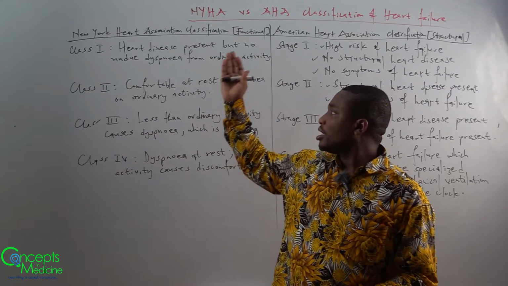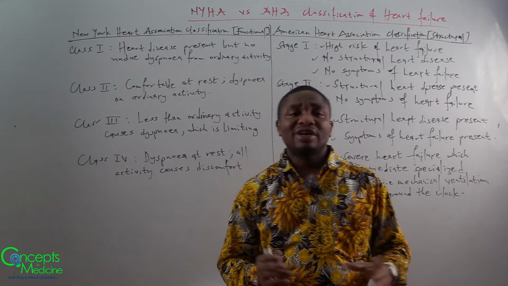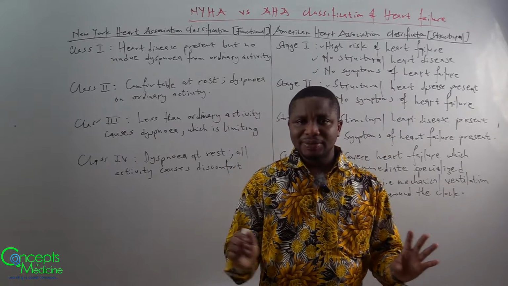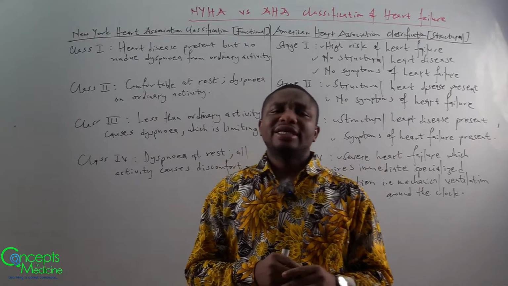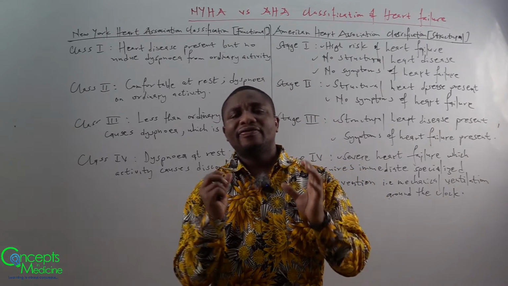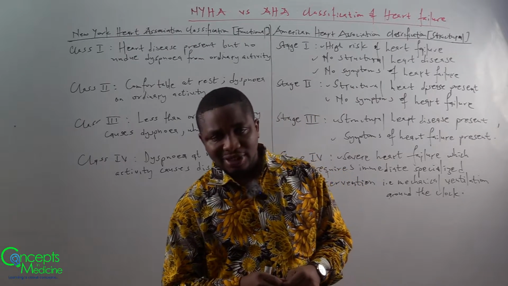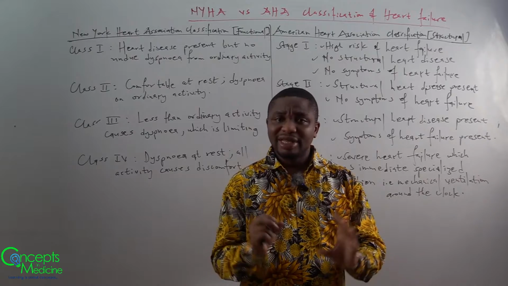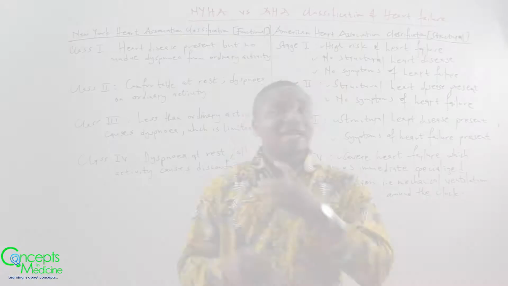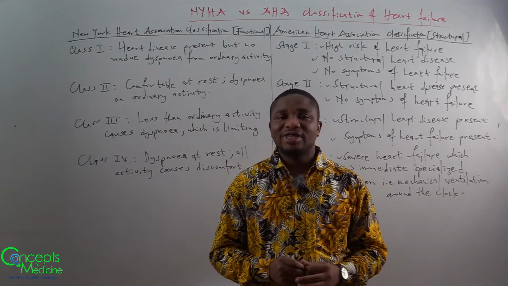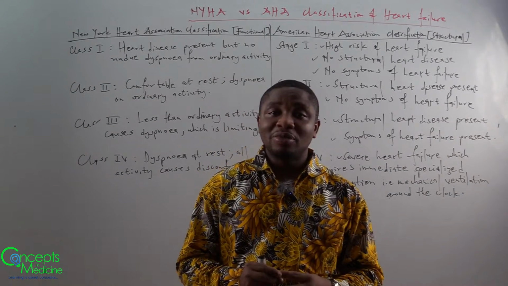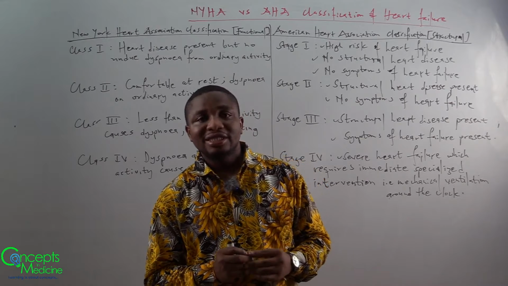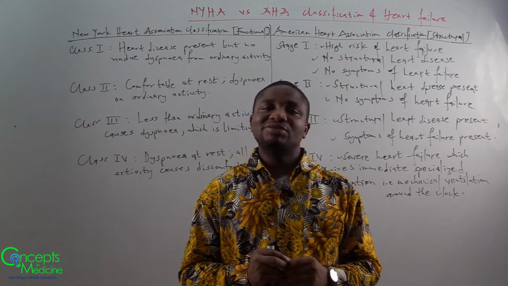If we take the New York Heart Association classification of heart failures, class 1, heart disease is present, but there is no undue dyspnea from ordinary activities. Another way we can put that is that there is no limitation of physical activity. Class 2, comfortable at rest, there is dyspnea from ordinary activity. Another way we can put that is there is slight limitation of physical activity.